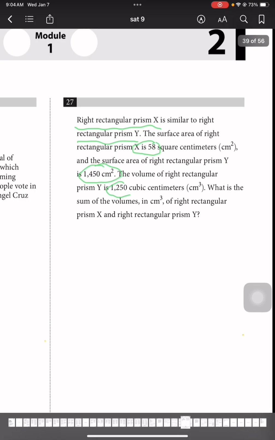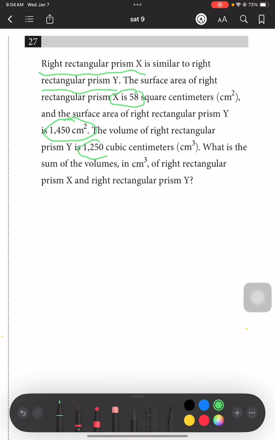Okay, surface area, excuse me, surface area is 58, that's for x, and the surface area of y is 1450. Okay, the volume of right rectangular y. The volume of y, okay. The volume is 1230? Wow. It's 1250.